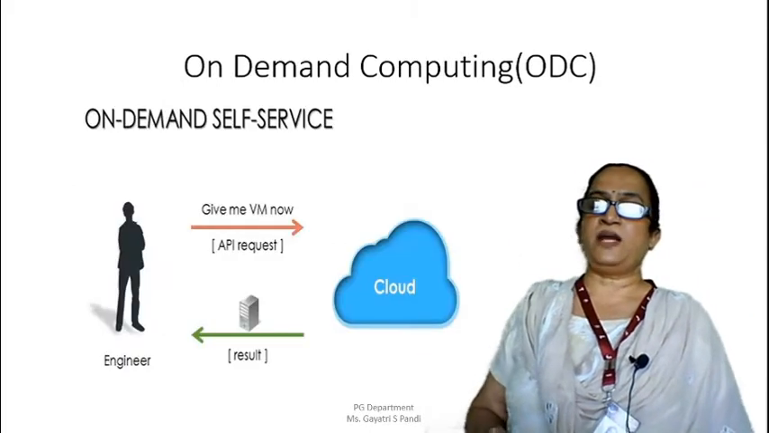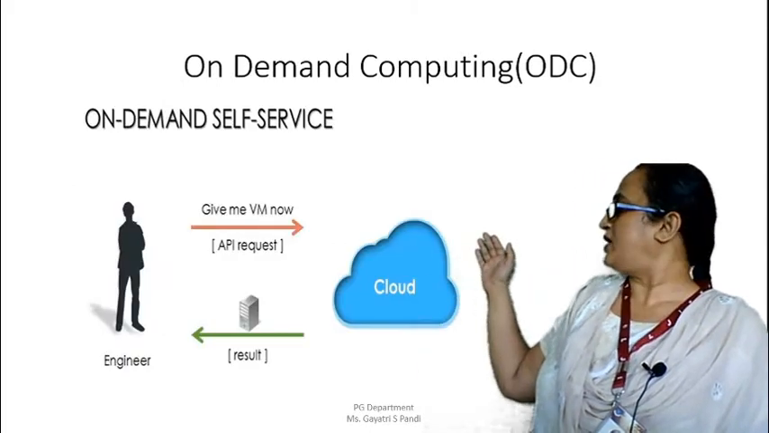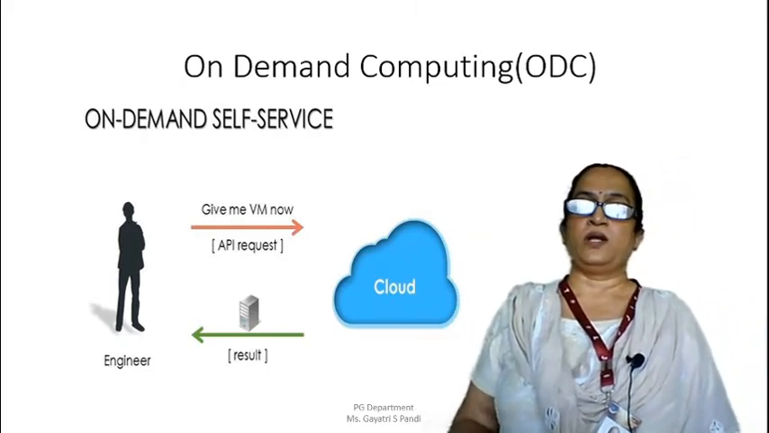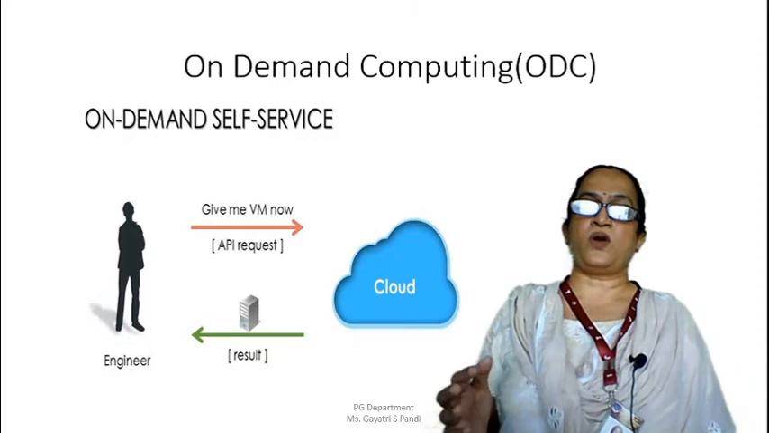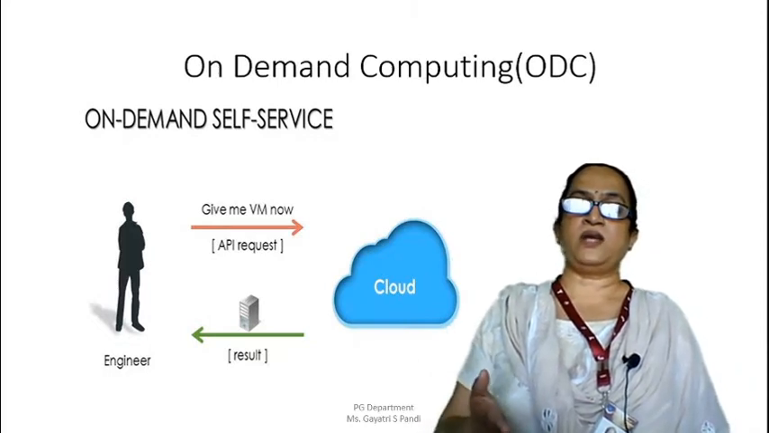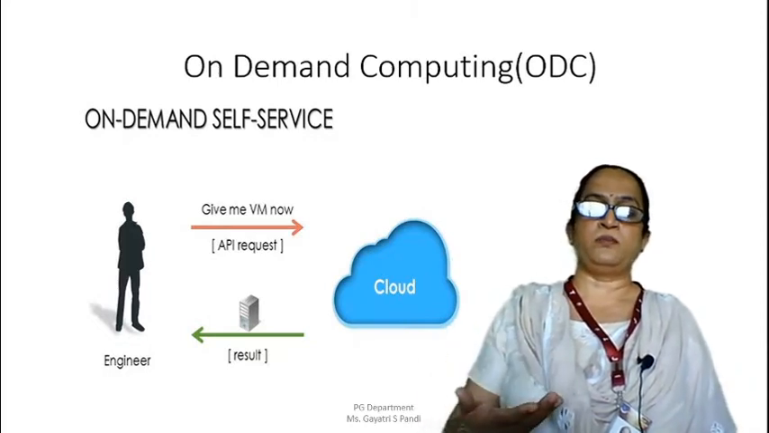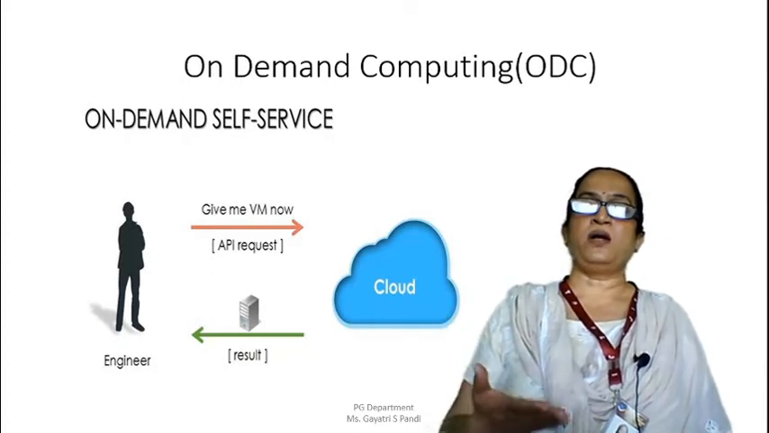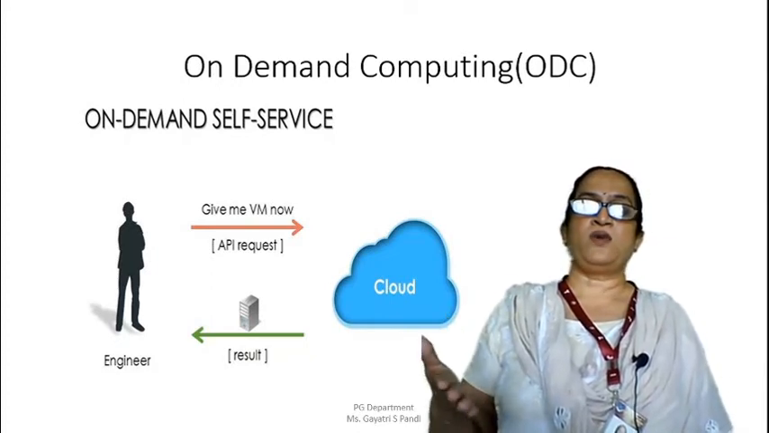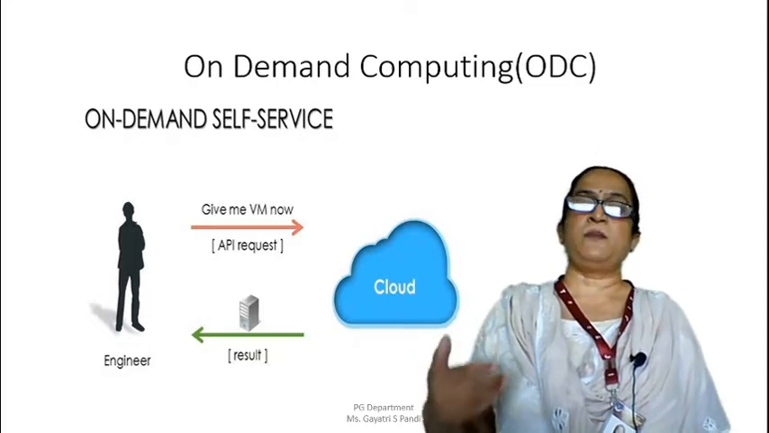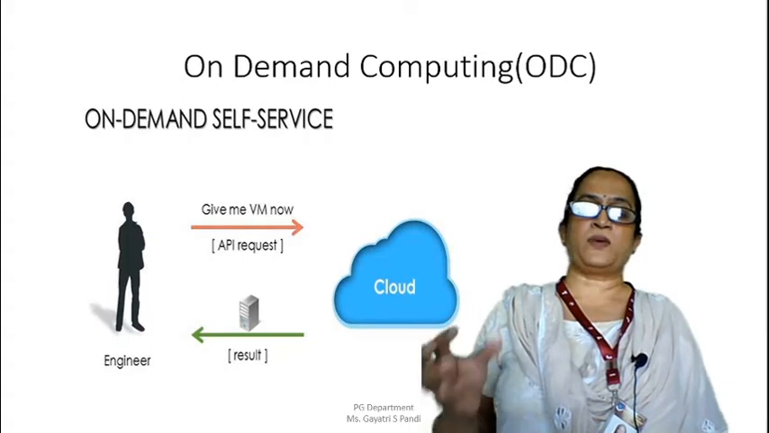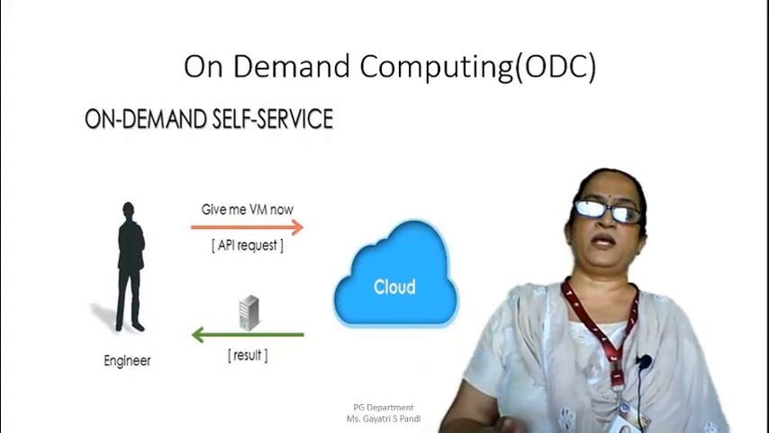So this is a diagram in which there is an engineer who is requesting a virtual machine through an API request to the cloud. The cloud will process the request of this engineer, and the result will be the number of virtual machines he has requested. That is why it is termed as on-demand computing. He demands the VM or maybe other resources, but the diagram is depicting the VM, and the cloud will process and provide it to the engineer.